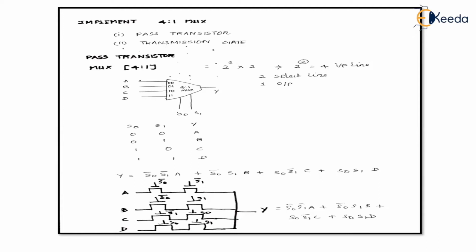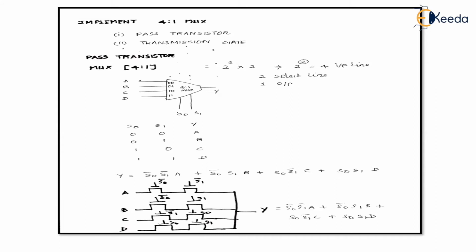So 4:1, where 4 is your inputs and 1 is your output. So how many select lines must be there? If 4 is the input, 4 is 2 power 2. The power is 2, so 2 select lines must be there. You all know this already. So now 4 inputs are there, namely A, B, C and D, and the 2 select lines I am naming S0 and S1. And Y is the output.